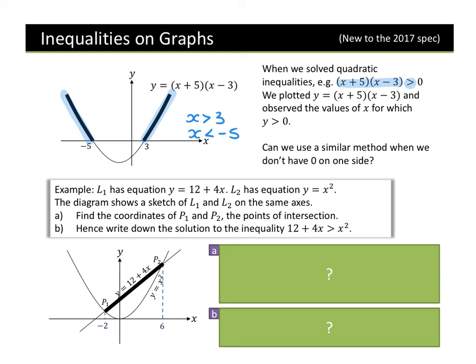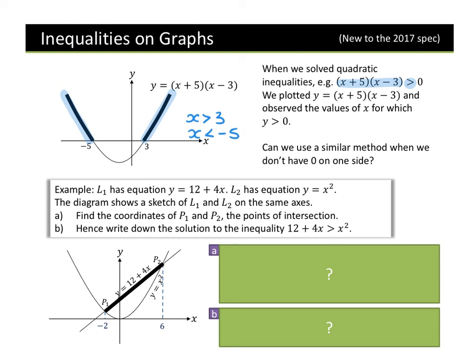So if we have a look at the question, L1 has the equation y equals 12 plus 4x, okay? And then L2 has the equation y equals x squared. The diagram shows a sketch of L1 and L2 on the same axis. Find the coordinates of P1 and P2. So you can see we've got our x squared here, and then we have y equals 12 plus 4x, and it wants us to find the coordinates of P1 and P2.